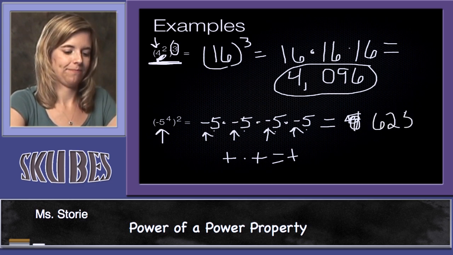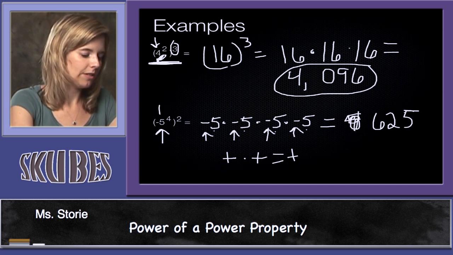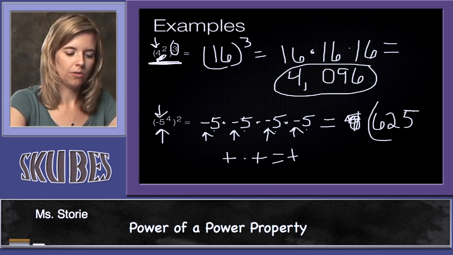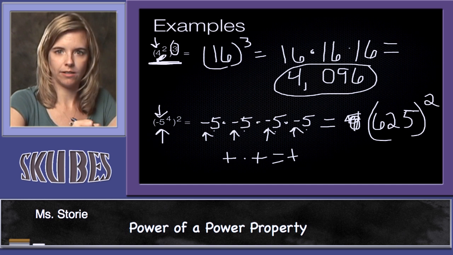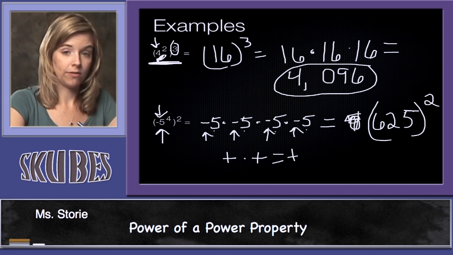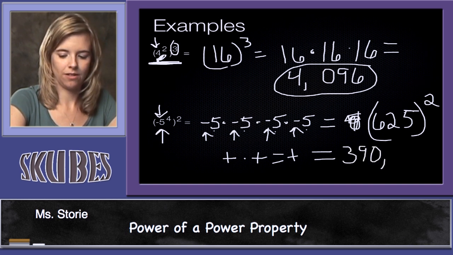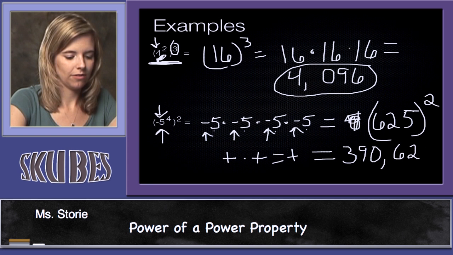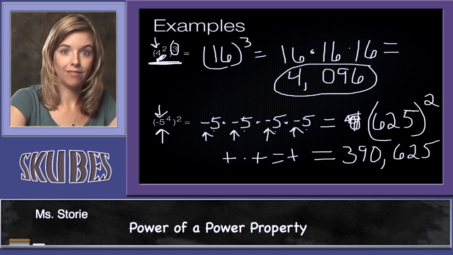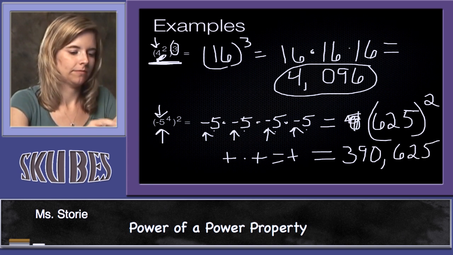But we're not done yet, because that all was just this inside portion. Now, PEMDAS says you deal with that outside exponent, so you're going to take 625 and square it. Huge number. It's going to be 390,625, because you're taking 625 times 625.